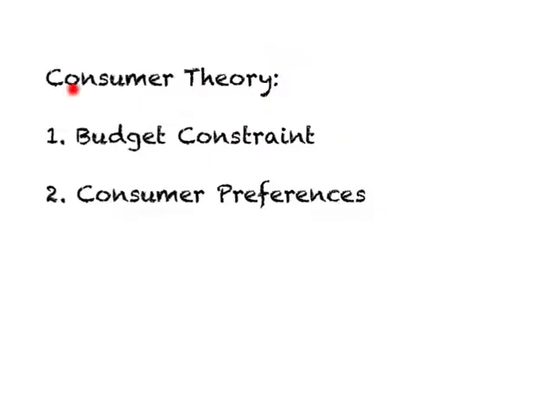We know consumer theory has 2 parts, budget constraint. We are done with this discussion. And next what we do is we move on to consumer preferences.